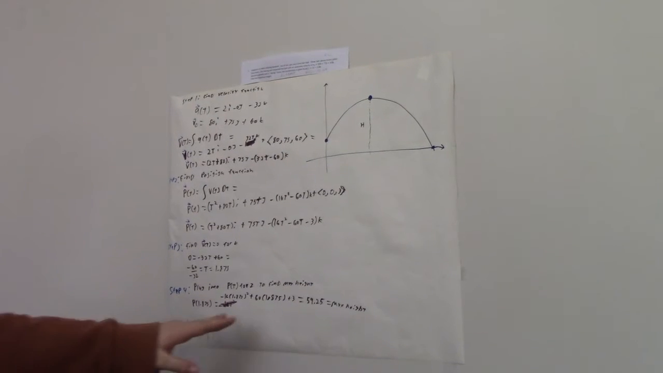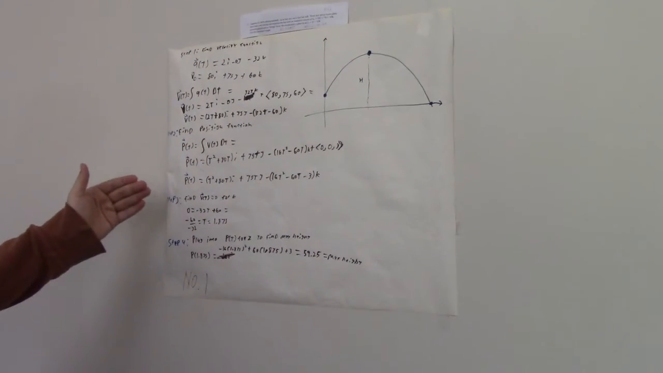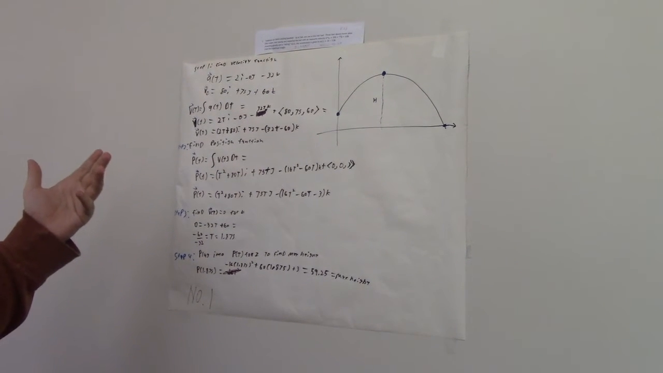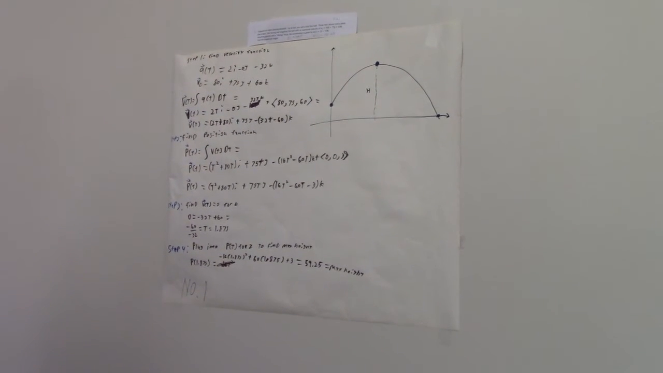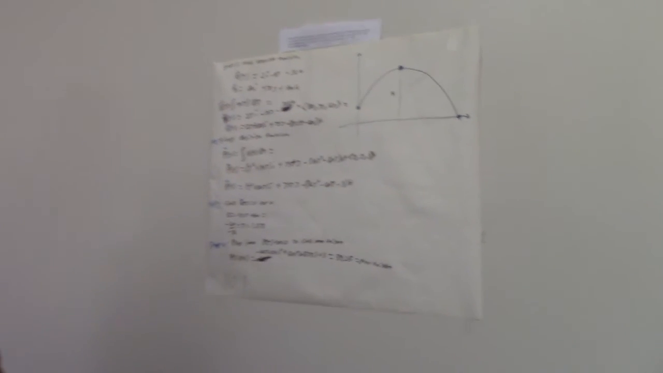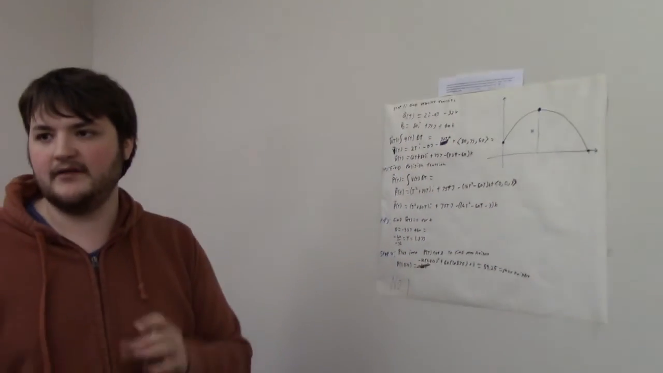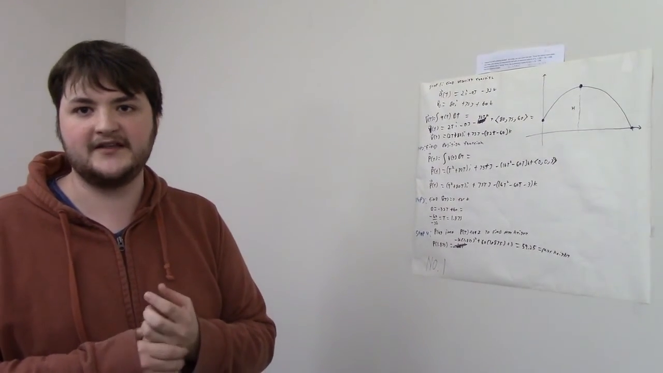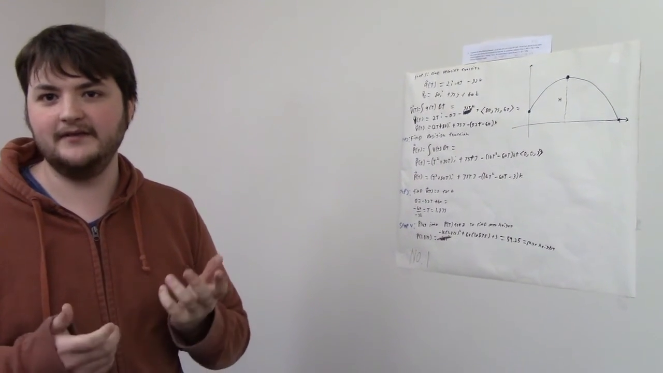And by using our position function and our velocity function, now that this is complete, we could figure out when the ball lands, where it lands, how far left or right it went. We have a complete model of the baseball and its movement. And I think that's it.